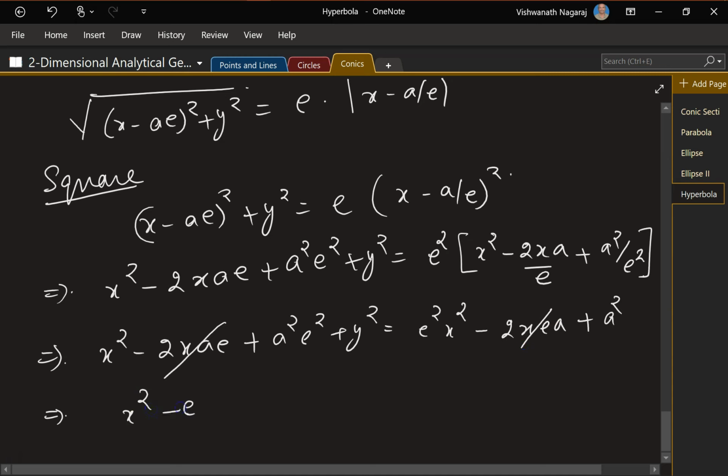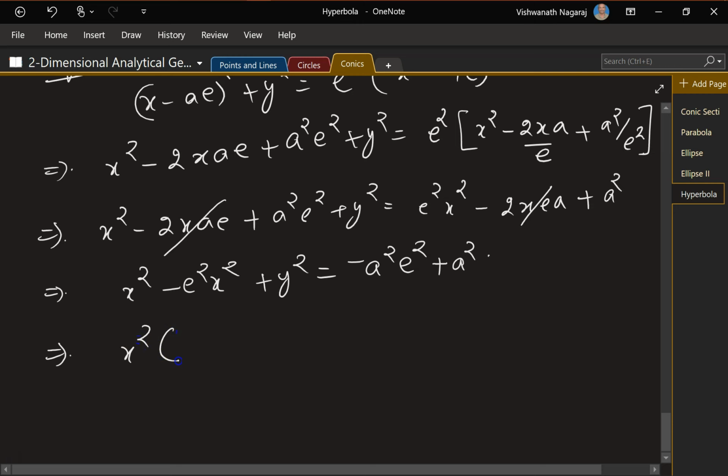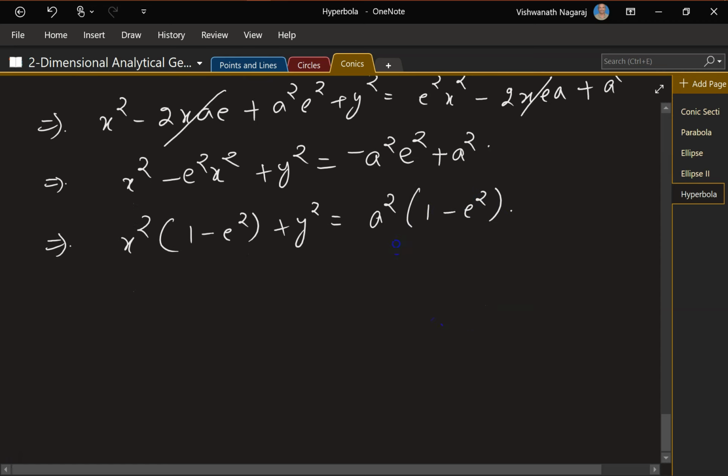Now this and this gets cancelled. x square minus e square x square plus y square is equal to a square e square minus, plus, a square. x square is common, 1 minus e square, plus y square is equal to a square is common, 1 minus e square. Now we are coming very close. We want to get rid of this 1 minus e square, so divide by a square 1 minus e square.